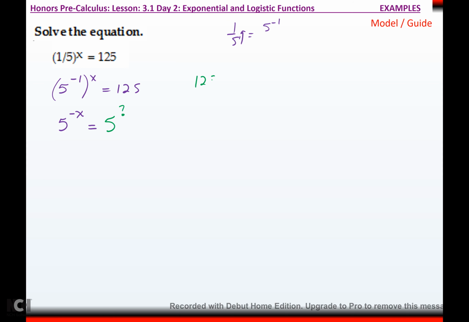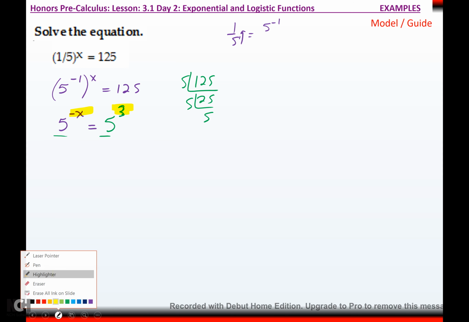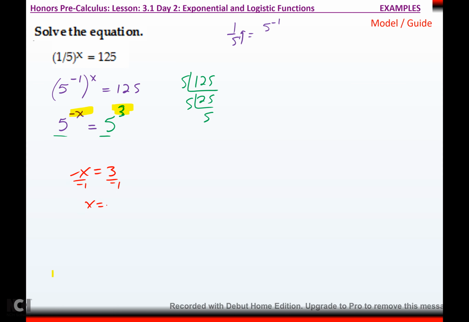Well, break it down by 5s. By 5 is 25, by 5 is 5, so I can rewrite this as 5 cubed. It's still 125. And now that my bases match, my exponents have to, because the only way those two sides are equal is if you have matching bases and matching exponents. So I can write an equation that says negative x must equal 3. Get x alone, divide by negative 1, I get x equals negative 3. I'm done. And you could even try it. If you typed in 1/5 to the negative third, it will give you 125.